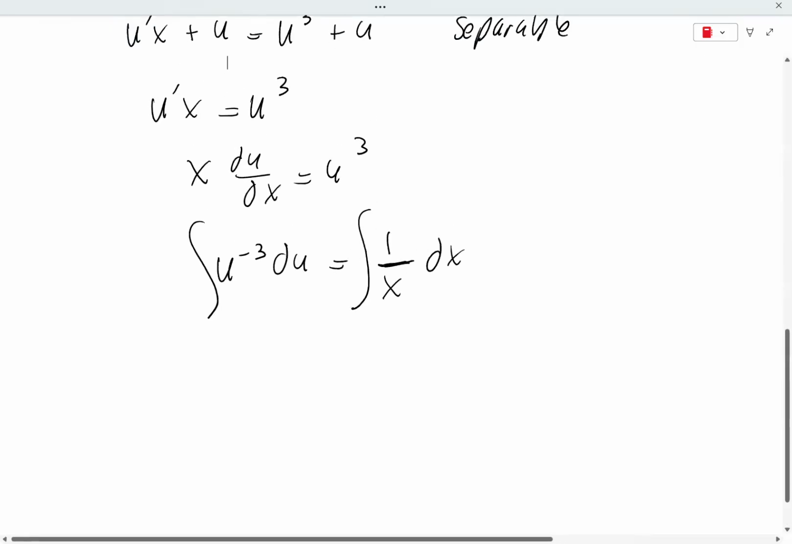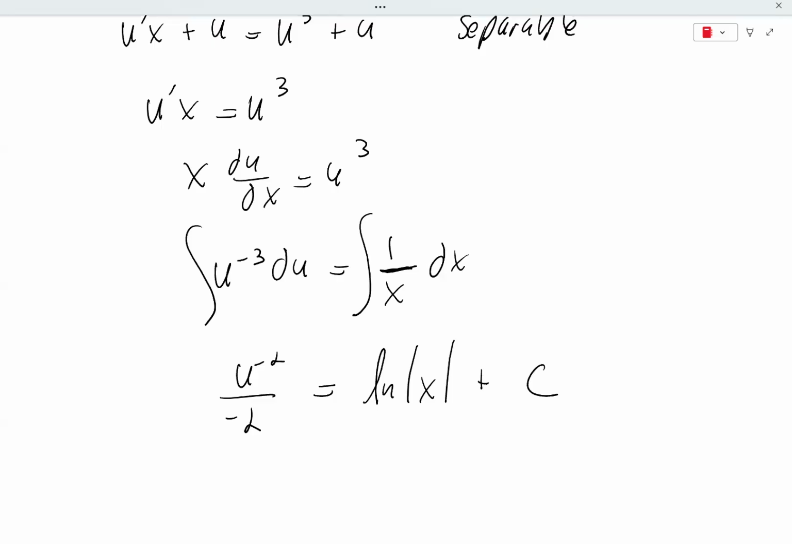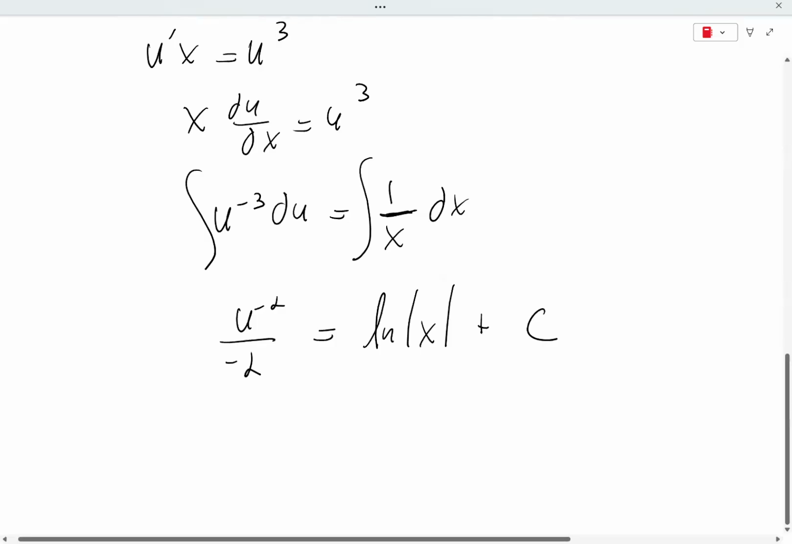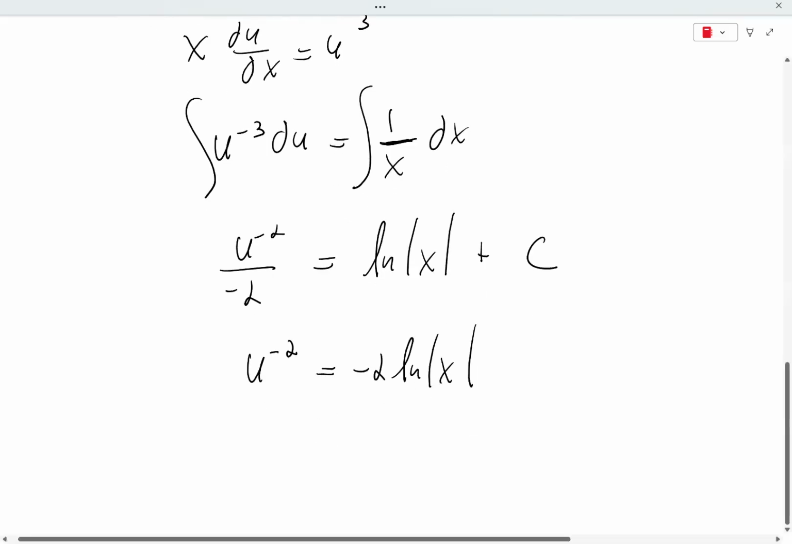So then you do the antiderivative. That'd be u to the -2 over -2 equals natural log absolute value of x plus c. Okay, so you get this here. Now we'll go about solving for u. So I multiply through by -2. So u to the -2nd is equal to -2 natural log absolute value of x. I'm just going to say plus c here again. I'm going to lump the constants again. I think it's easier for now. Okay, so plus c there.